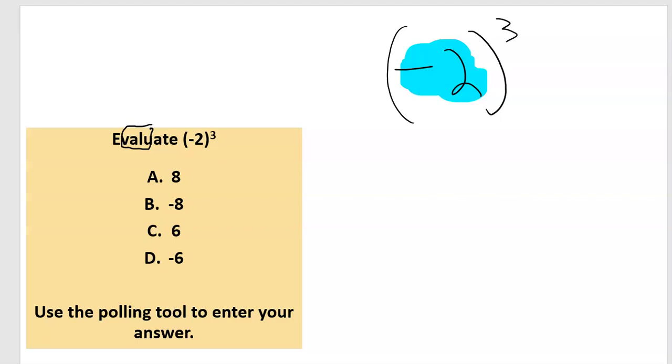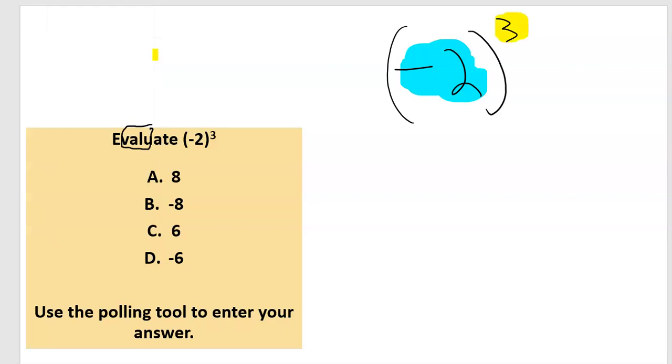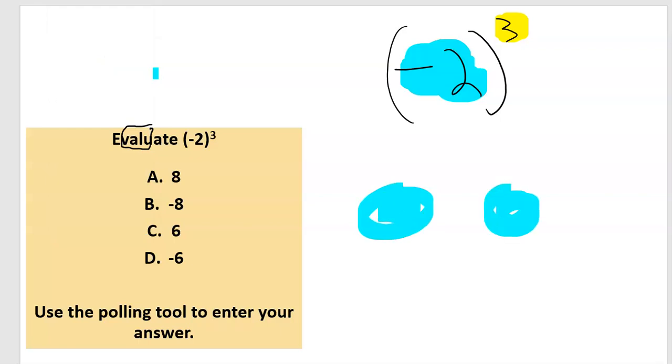So we're going to pick it up and put it down. How many times? 3 times, the exponent. To put it down 3 times, let's put that base down 3 times. A 1, a 2, and a 3. Okay, there's my places for the bases. -2, -2, -2.